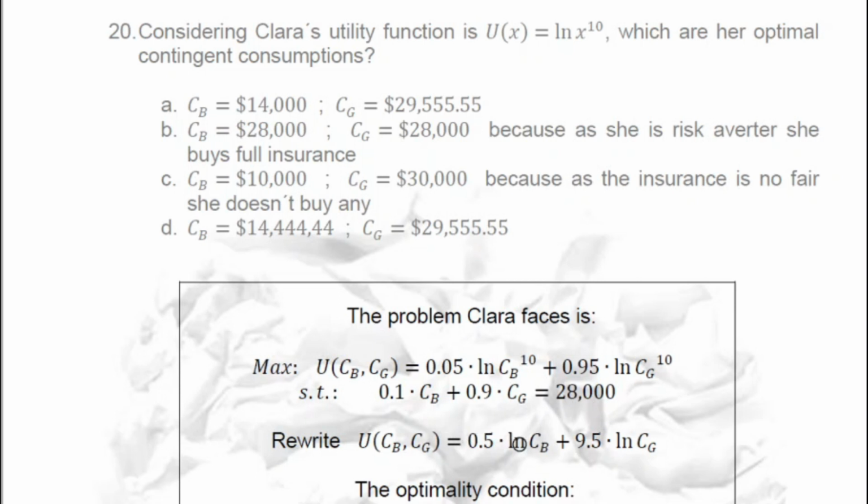So we rewrite the utility function carrying these exponents before the logarithm. So we have 0.5 times the logarithm of CB plus 9.5, because it's this times 10, times the logarithm of CG.